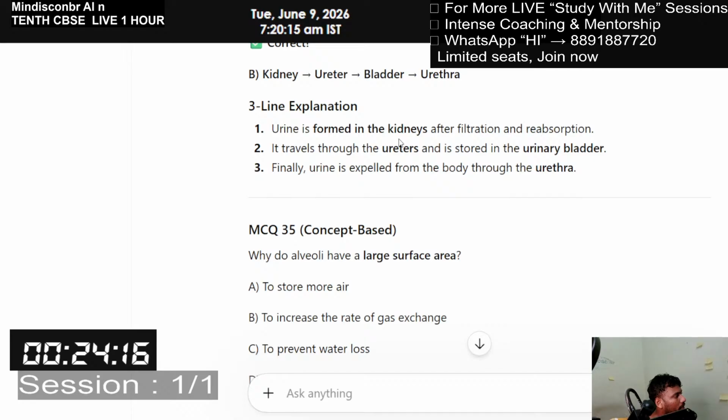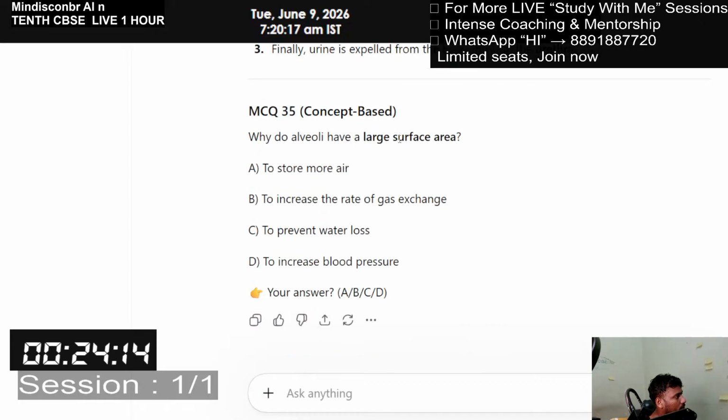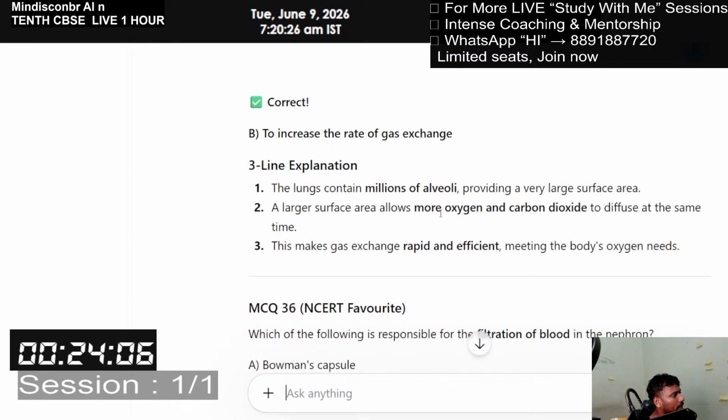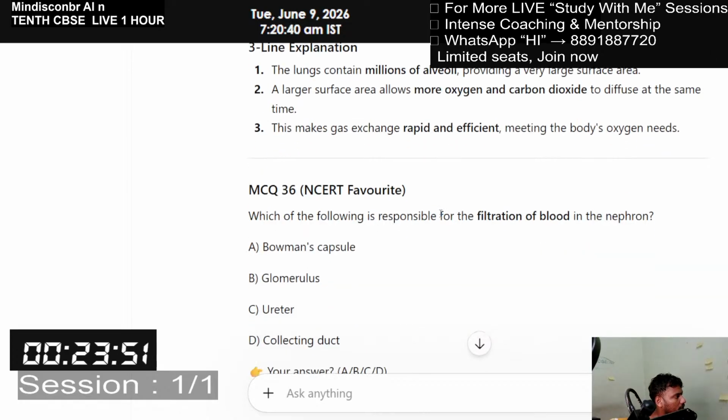Why do alveoli have a large surface area? To increase the rate of exchange of gas. The lungs contain millions of alveoli, providing a very large surface area. A larger surface area allows more oxygen and carbon dioxide to diffuse at the same time. This makes gas exchange rapid and efficient, meeting the body's oxygen needs.